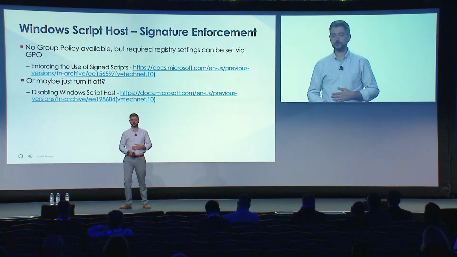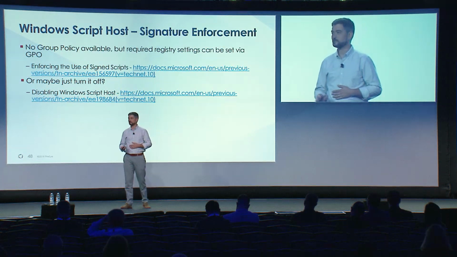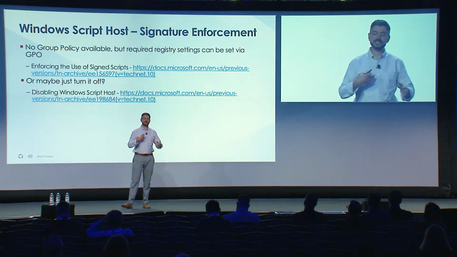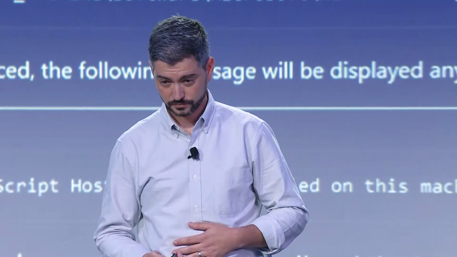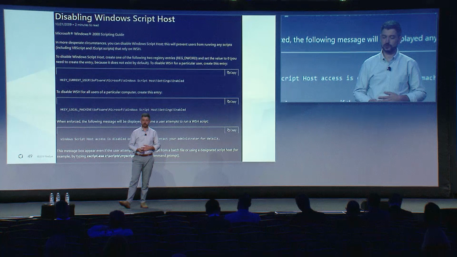Similar advice for Windows Script Host. There is no group policy control available, but there is a registry key you can set to enforce signature validation, and you can set that registry key via group policy. So slightly indirectly via group policy. But if you don't need it, turn it off. If you don't have any type of third-party application or business use case for Windows Script Host, just turn it off. You're going to break a lot of attacks. And here are some instructions on the registry key on how to just turn that off.